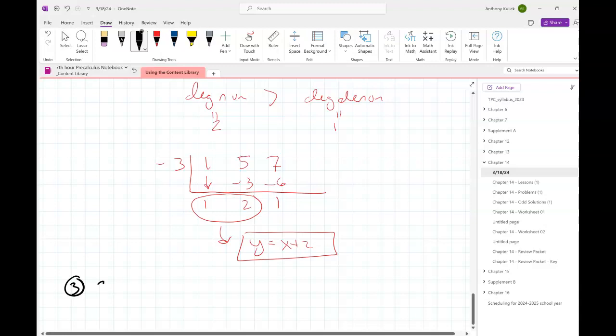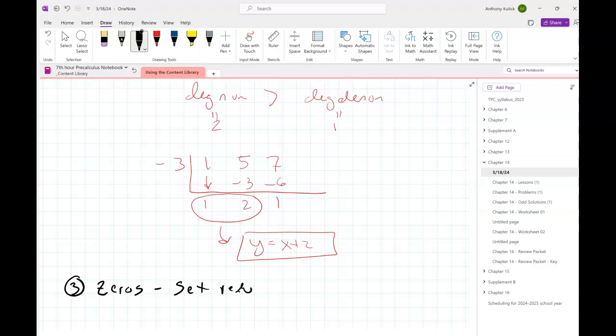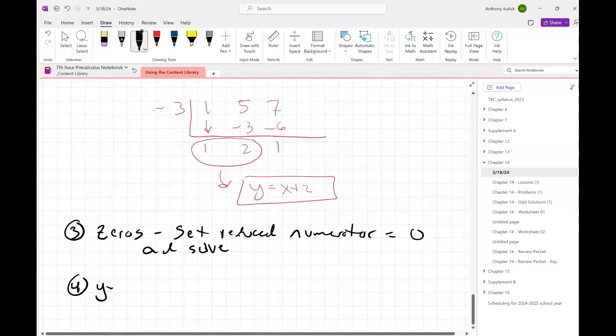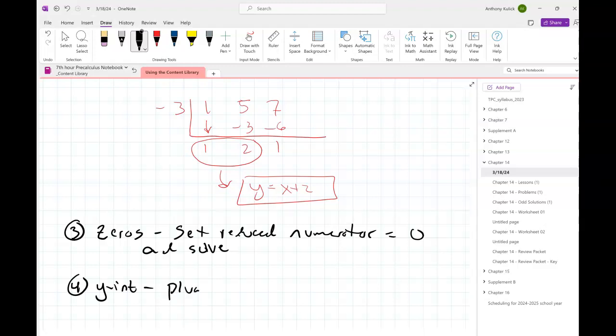The third key feature we're going to worry about then are the zeros. To find the zeros, we set the reduced numerator equal to 0 and solve. And the last thing we're going to want is the y-intercept. Just plug 0 in for x and then evaluate.